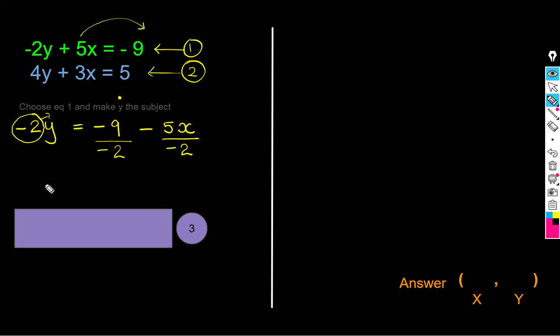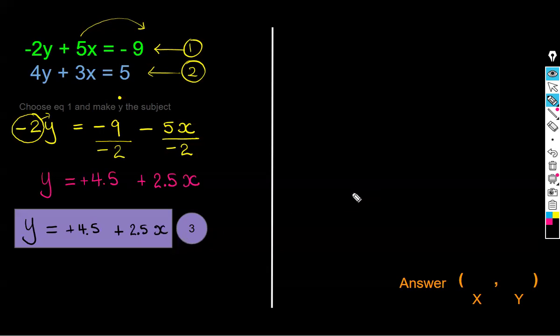Let's change some colors here. So let's simplify this. Y is alone on this side. You can put decimals, not a problem. Minus 9 divided by minus 2 is positive 4.5. You can put the positive sign if you want to be real accurate. And minus 5 divided by minus 2 is positive 2.5. And I hope you all didn't forget to put back the x. So this is equation 3. Equation 3 is y is equal to positive 4.5 plus 2.5x.